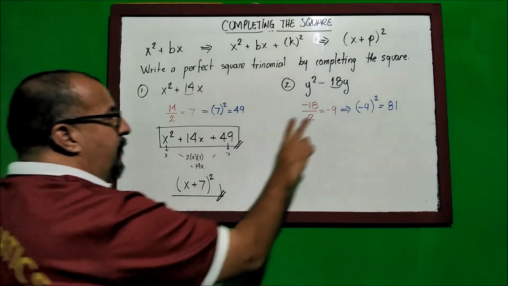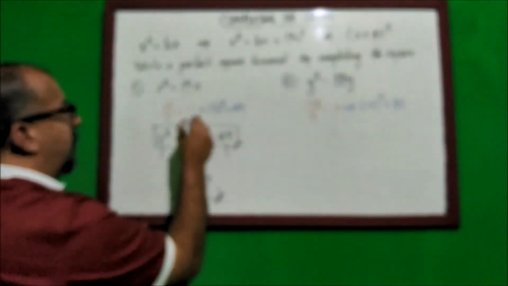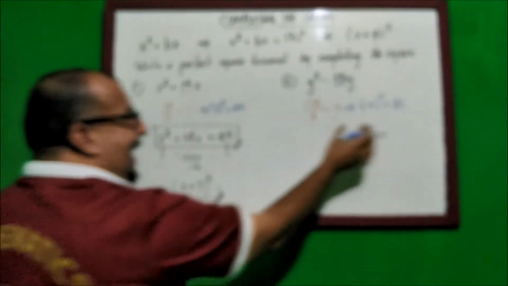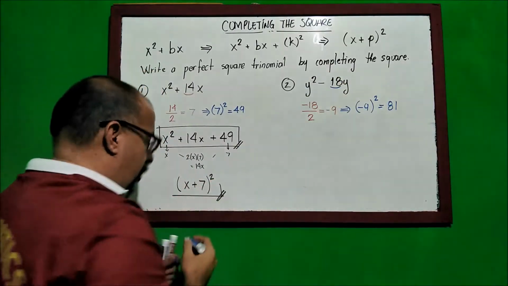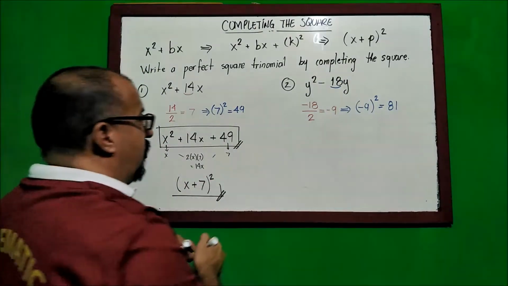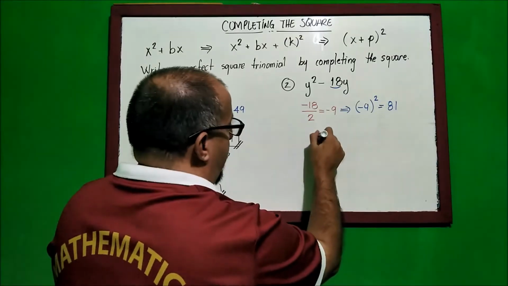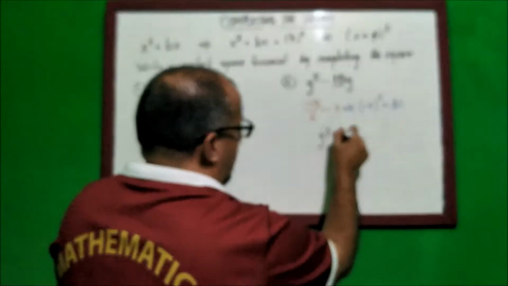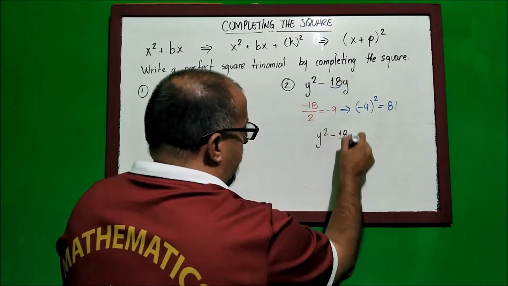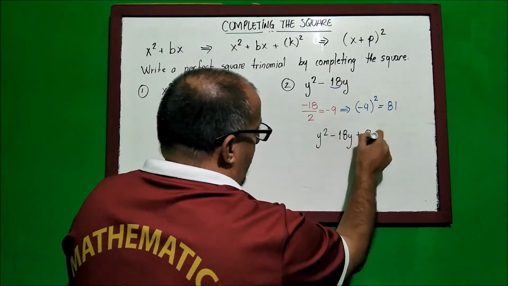So now that I have my perfect square trinomial in here, I add this element to the original expression. So you will have y squared minus 18y plus 81.